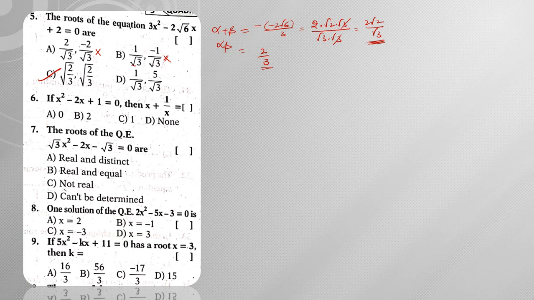X square minus 2x plus 1 is equal to 0. So from this, how can I write it? x square minus 2x plus 1 is nothing but x minus 1 whole square is equal to 0. So from this, x minus 1 is equal to 0. From this, x is equal to 1. So when I substitute x is equal to 1, this becomes 1 plus 1. So 1 plus 1 is nothing but 2, right?